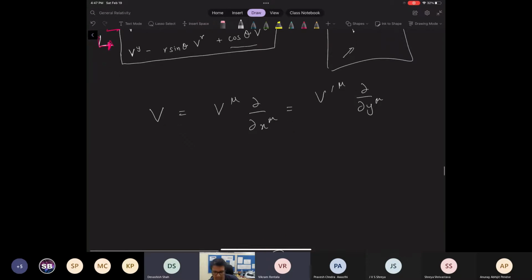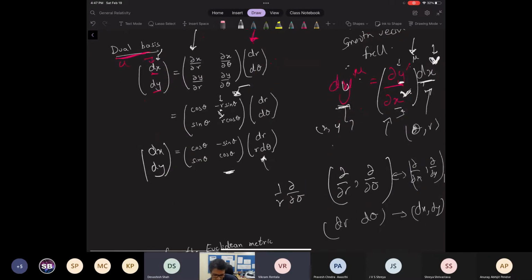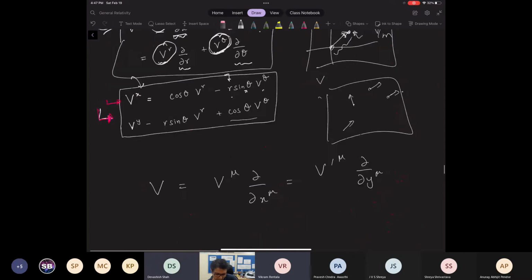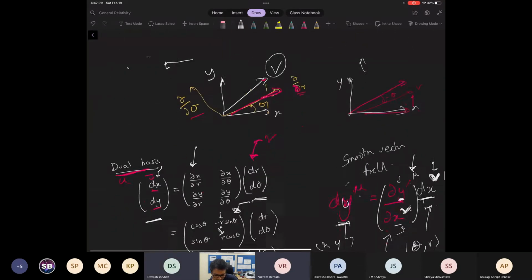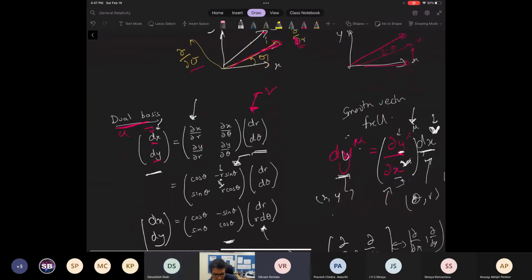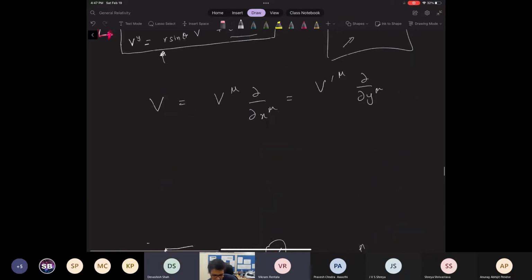Sir, no, I understood this part. I'm talking about the dual basis and this one. Yes, sir. If the vector components transform via the Jacobian matrix J, then so will the basis. Okay, so what you're saying is these coefficients of the vector, the coefficient transformation, should be the same as the dual basis vector transformation. Yes, that I think is true.